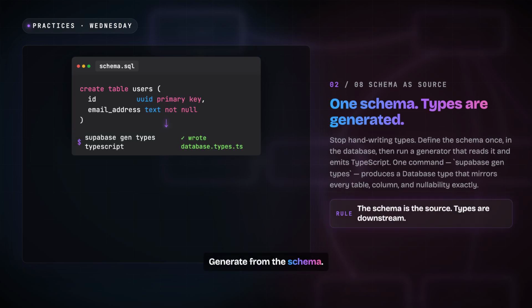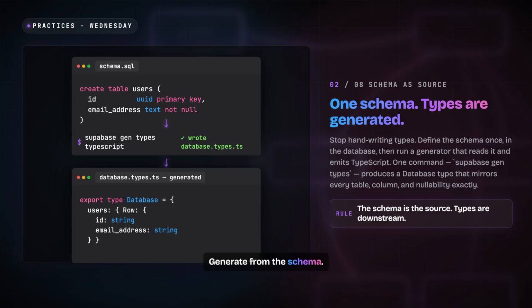The fix is to stop writing the second copy. The schema in the database is the source of truth, so generate the types from it. One command reads your live schema and writes a TypeScript file describing every table, every column, every nullable field, exactly as the database sees it. You commit that file, and you wire the command into CI so it runs on every change. Now there's only ever one description of your data, and the computer keeps the copy in sync.